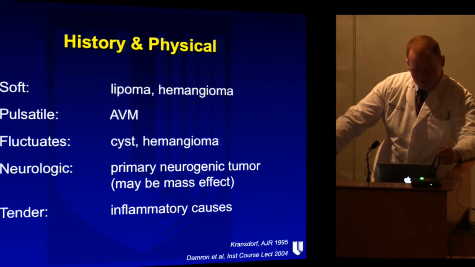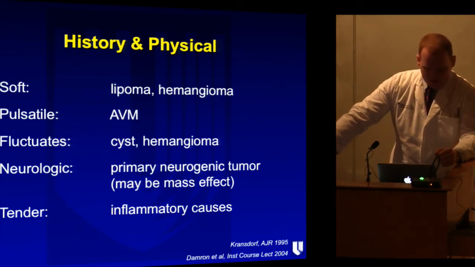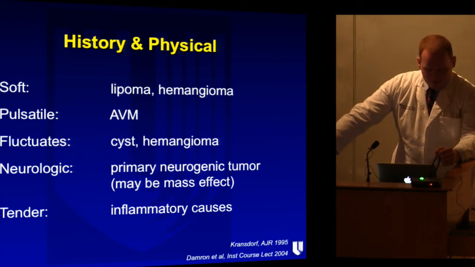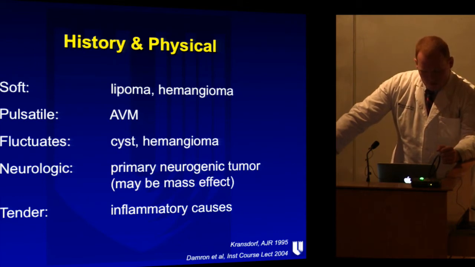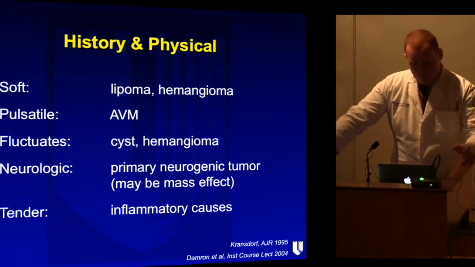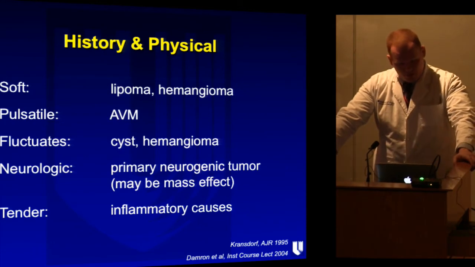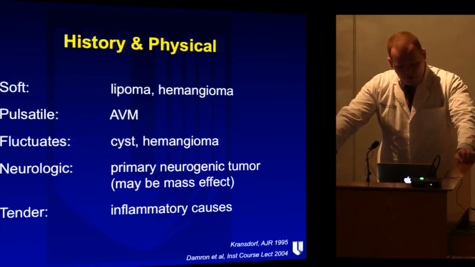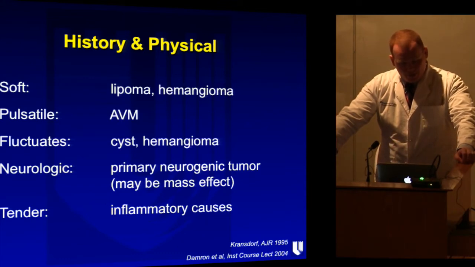On physical exam, lesions that are soft to the touch are most consistent with lipomas or hemangiomas. If on examination a pulsatile lesion is appreciated, that can suggest a vascular component such as an AVM or hemangioma. Fluctuant lesions suggest the presence of fluid such as synovial cyst or again hemangioma. Neurologic changes in relation to a mass suggest a primary neurogenic tumor, though mass effect from a non-neurogenic lesion can also cause this. And pain and tenderness to palpation can suggest inflammation, and a history of trauma should again be discussed.